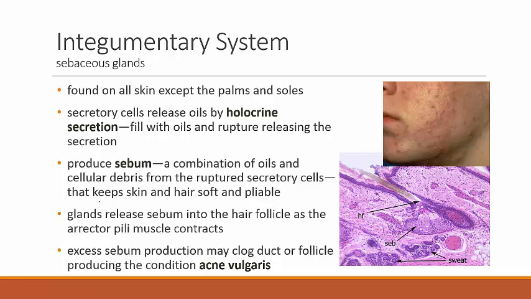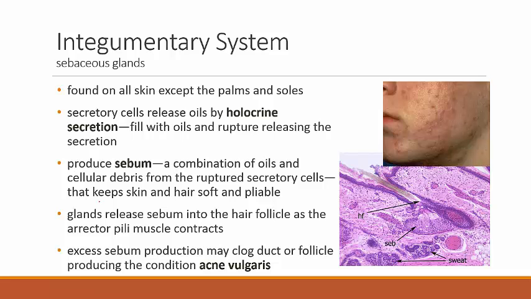And so the cell that produces the oils will store the oil up inside the cell, and then when it's time to release the oils, the cell will rupture, and all of the oils just come flooding out of the cell, along with the cellular debris from the destroyed cell. And that material that is released is called sebum. Sebum is that combination of skin oil and cellular debris from those ruptured cells.